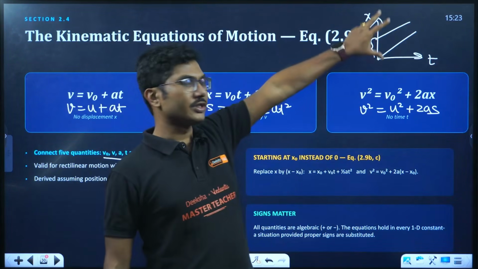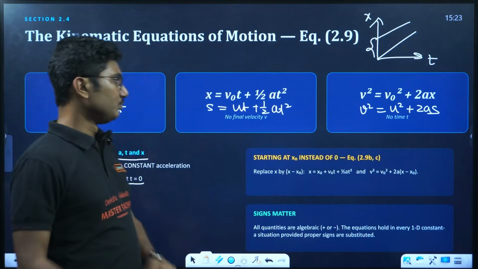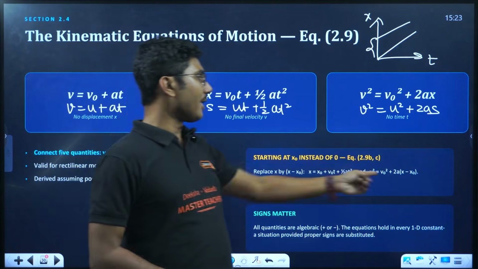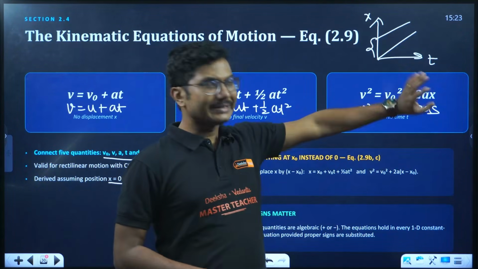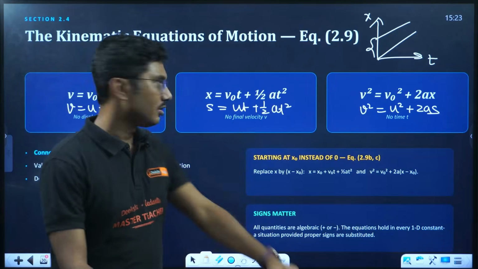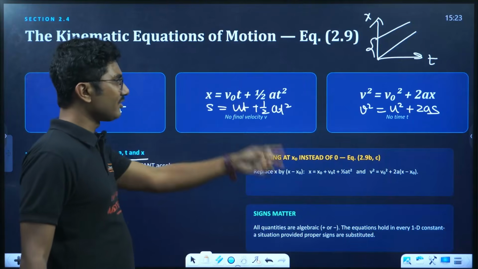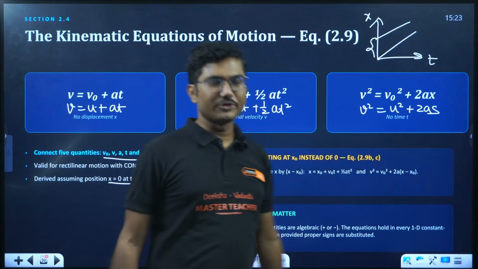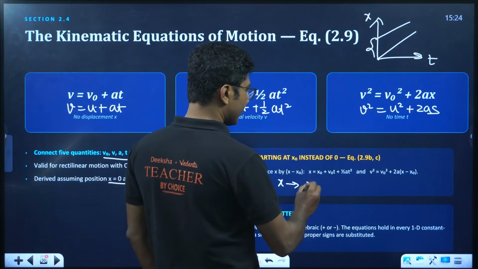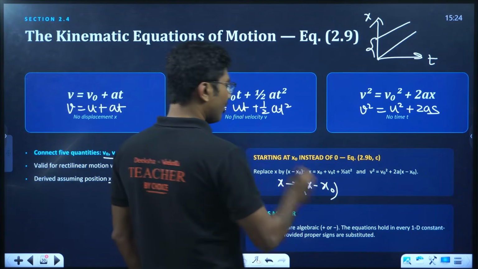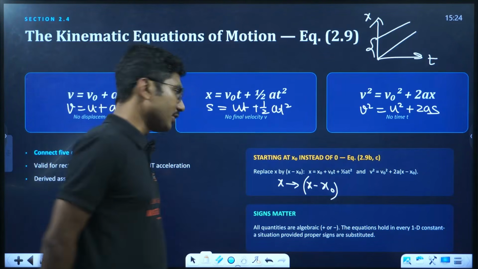In case the position is not 0 at t equals 0, we need to account for that in this equation. Starting at x naught, each expression changes slightly: instead of x, you need to put x minus x naught. Everywhere you are using this, the equation does not change. Here it will be x minus x naught, here it will also be x minus x naught. So you need to substitute x by x minus x naught, and you will get the corresponding equation of motion in case the position is not 0 at t equals 0.